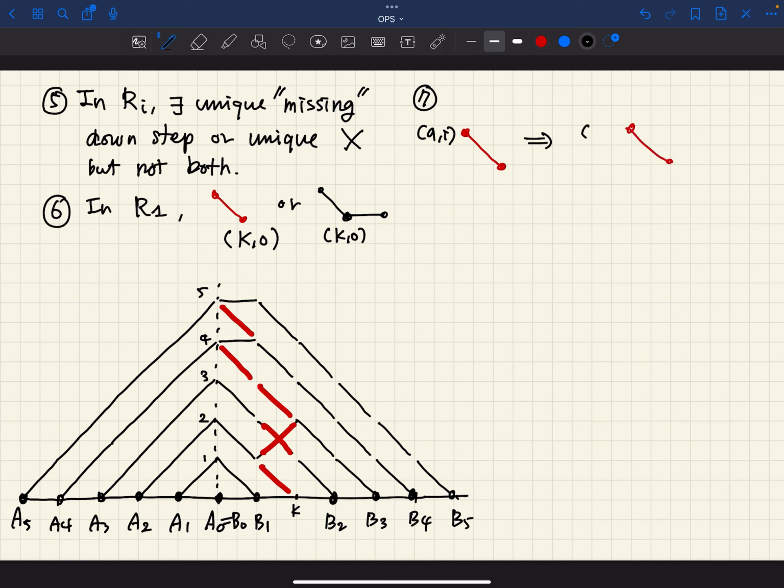Here, this is a comma i. We have either a missing down step like this, or okay. Yeah, it's not really good to draw all the diagrams.